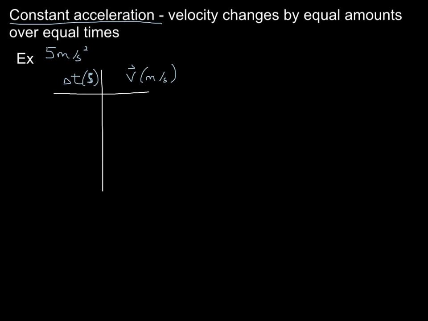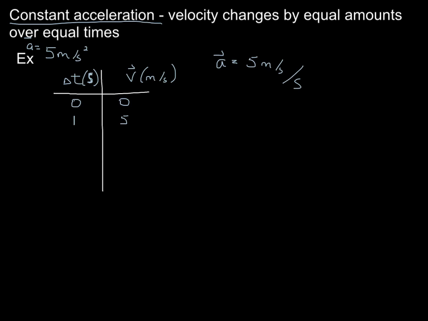If my acceleration, this over here, is 5 meters per second squared, then let's say at time 0, if my velocity is 0, then after 1 second I am going 5 meters per second. Because remember what acceleration means. If I say acceleration is 5 meters per second squared, that is 5 meters per second per second.